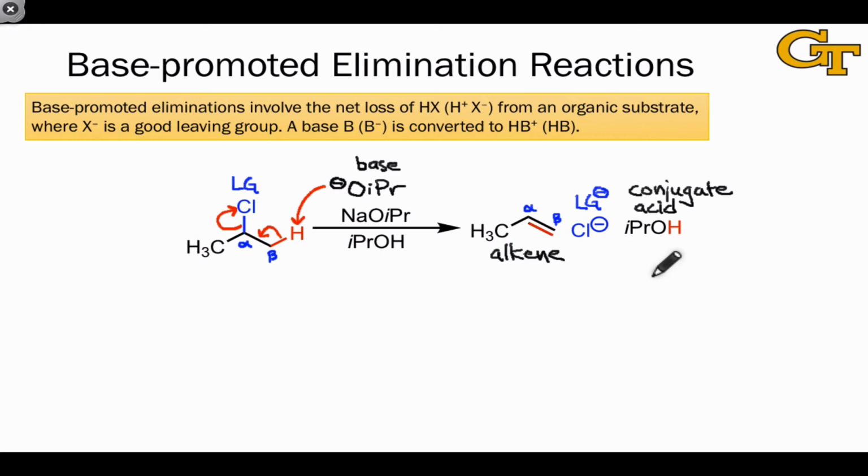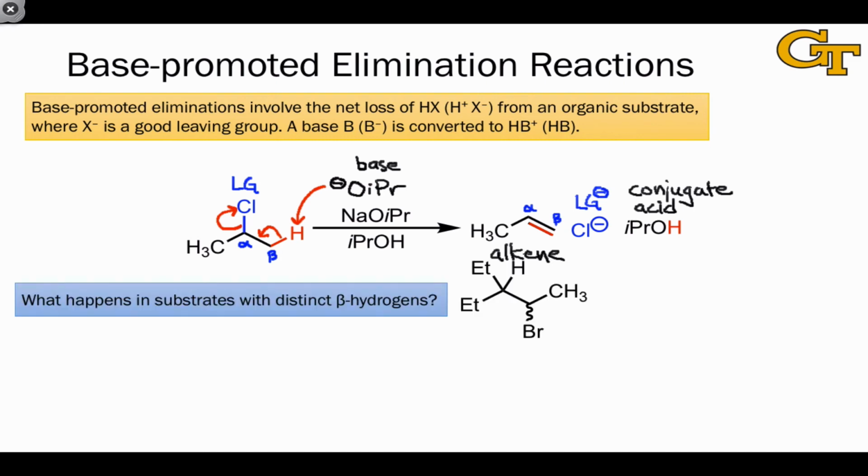Base-promoted elimination reactions bring up all kinds of interesting questions. For example, not even thinking about nucleophilic substitution, we can ask a question about substrates that have distinct beta hydrogens. What happens when we have two distinct sets of constitutionally heterotopic beta hydrogens, as we do in this molecule? This hydrogen that I'm highlighting in red is constitutionally heterotopic with respect to these three hydrogens I'm highlighting in blue. But both of these are beta hydrogens with respect to the carbon bearing the leaving group, which we call alpha. The central question here is, how can we predict whether the red hydrogen or the blue hydrogen will react?